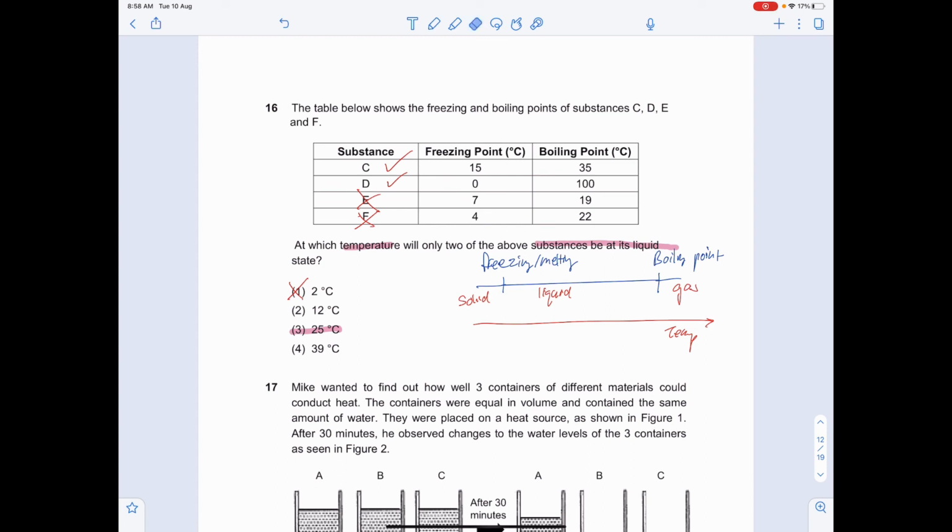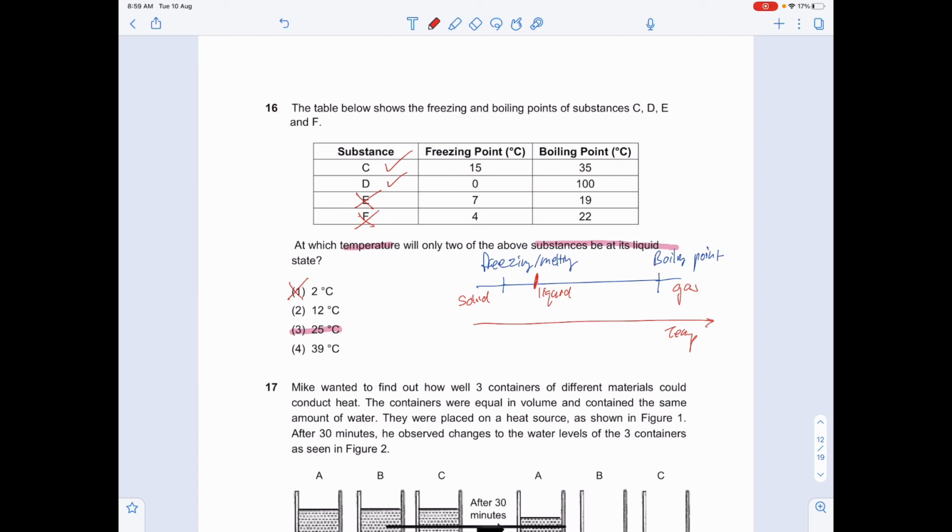Sorry, can I just re-explain for E again? So for E, as I was saying, because E's freezing point is at 7 degrees, 25 degrees is above 7, which is over here. Okay? And at the same time, because 25 degrees is also above the boiling point, it's going to be a gas. So therefore, E will also not be a liquid at 25 degrees. It is going to be a gas.